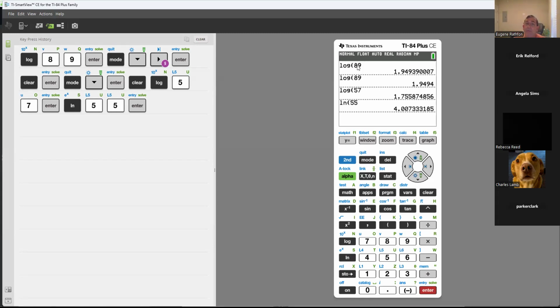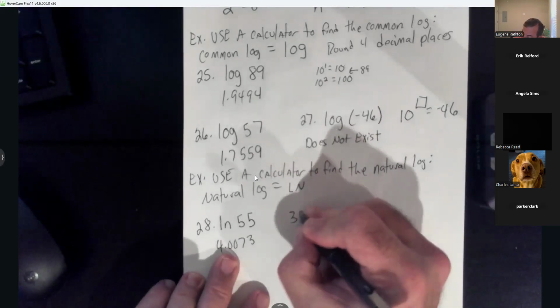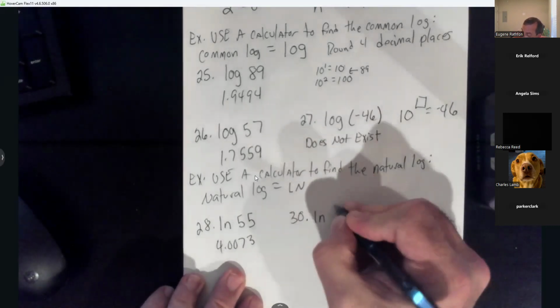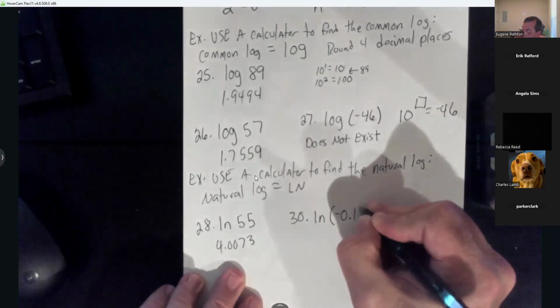So y'all, the biggest problem in this section really is just getting them rounded off right, okay? All right, 29 is about the same. So let me do one like 30. Number 30, I got an LN of a negative 0.19.